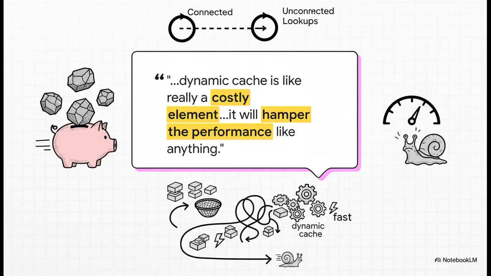And I really want to pause on this for a second. Be very careful with dynamic cache. I mean, the documentation practically warns you that it's a costly element that will hamper the performance like anything. It has its uses, for sure. But before you reach for it, always ask yourself, can I solve this problem before the data gets to my lookup? If you can, stick with the much faster static cache.